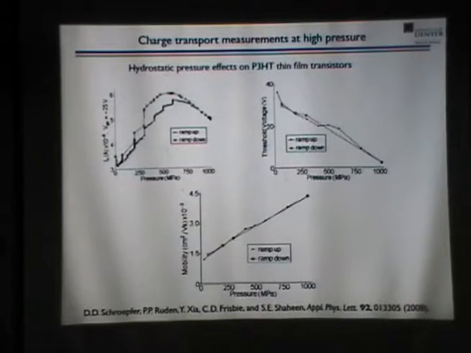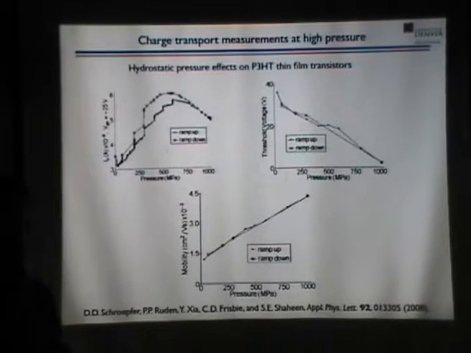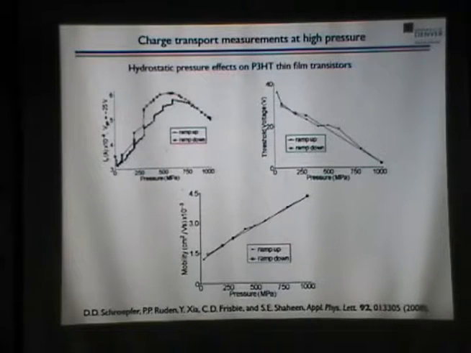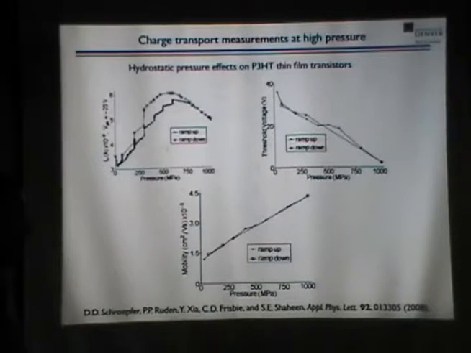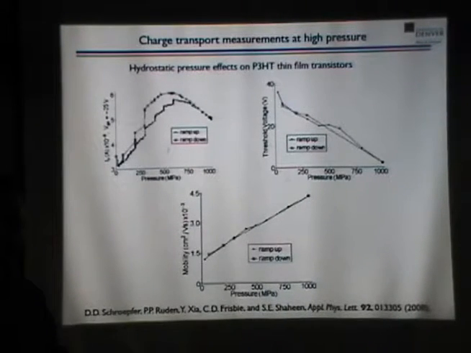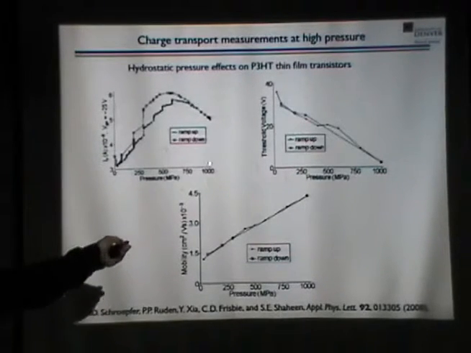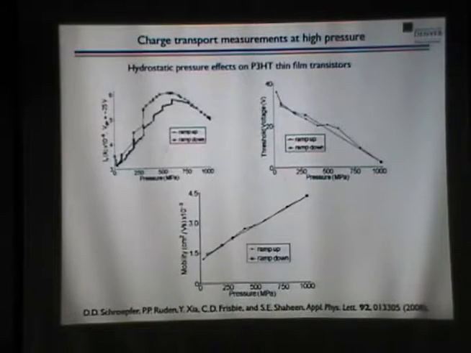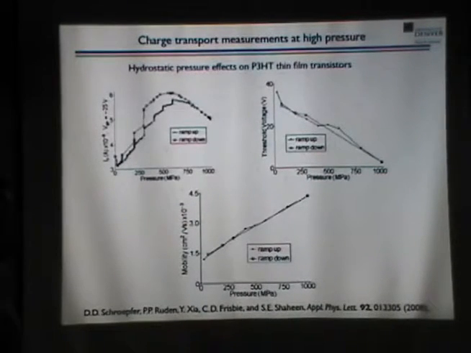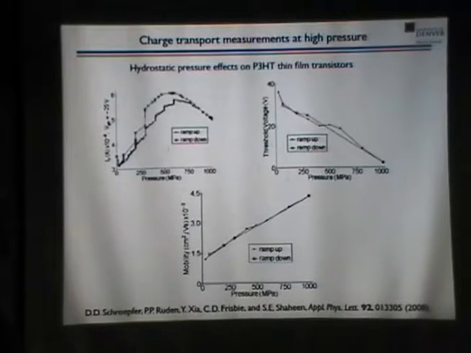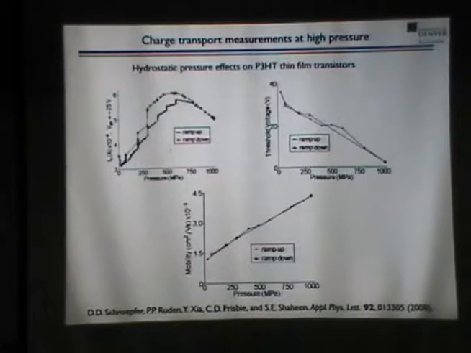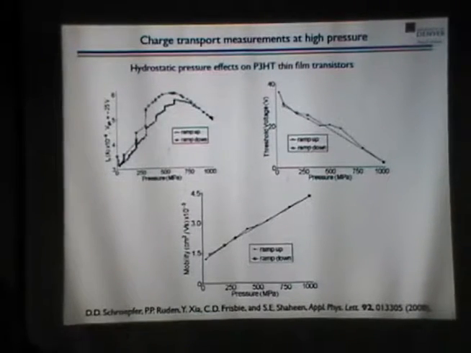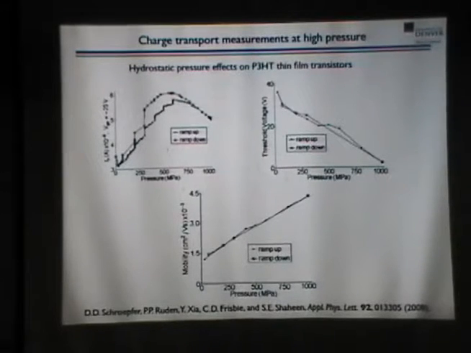So we wanted to test that by doing some high pressure measurements. So we were working with the groups of Paul Rudin and Dan Frisbee at the University of Minnesota. And they have a high pressure hydrostatic cell where we can put a device in and turn up the pressure up to something about a gigapascal, so 1,000 million Pascal. And what we did was make transistors. So we made thin film transistors from the material P3HT, so it's a neat material, it's unblended. And we wanted to see what would happen to the carrier mobility, or the velocity, as a function of pressure.